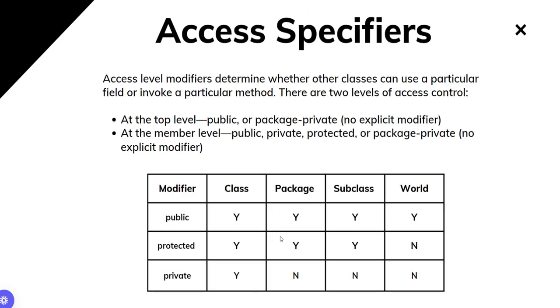Now, when talking about access specifiers, it's important to know that there are different access levels which determine if other classes can use a particular field or attribute or invoke a particular method. There are two levels of access control. There is the top level, which includes public or package private with no explicit modifier, and secondly at the member level, which includes public, private, protected, or package private.